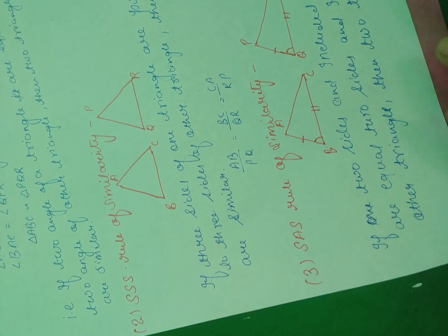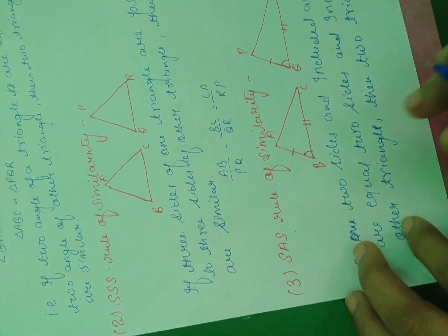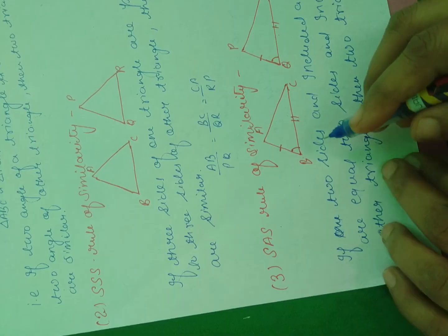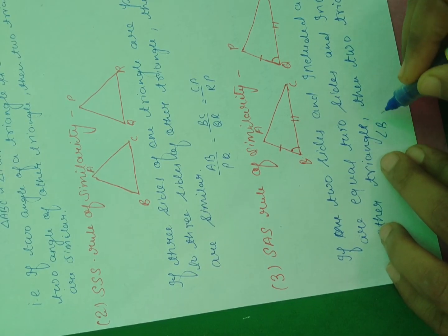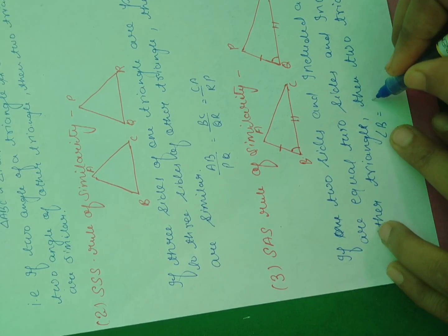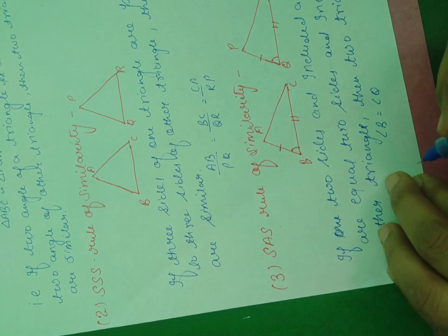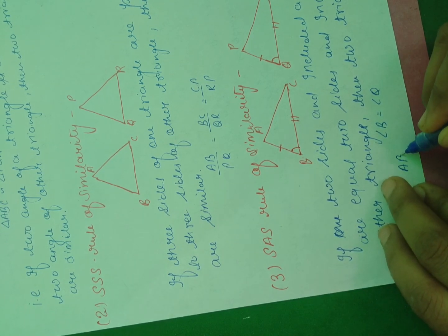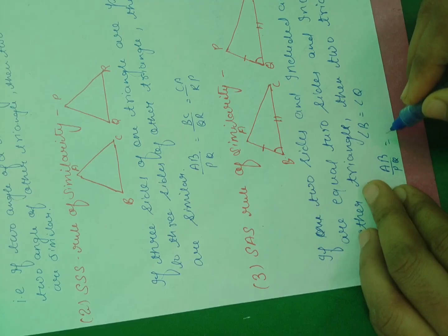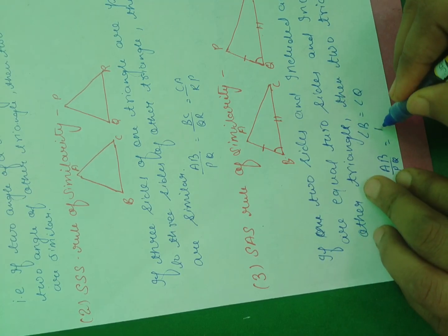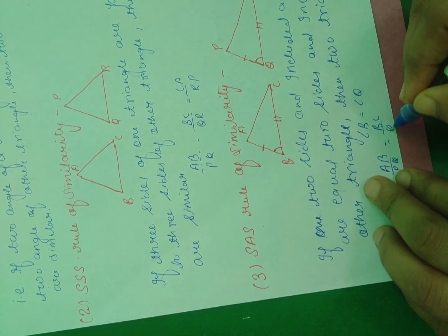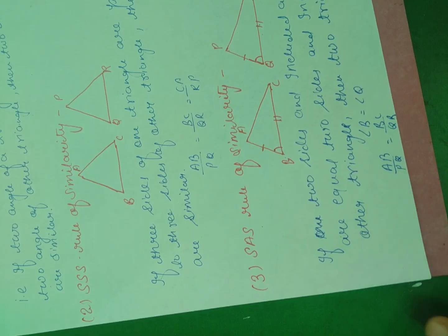Okay, so here what is it? Angle B is equal to angle Q, right? And AB by PQ is equal to BC by QR. So the triangles will be similar. So there are three criteria of similarity: the AA criteria, the SSS criteria and the SAS criteria, right?